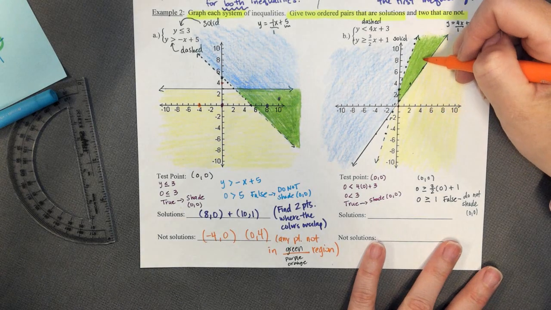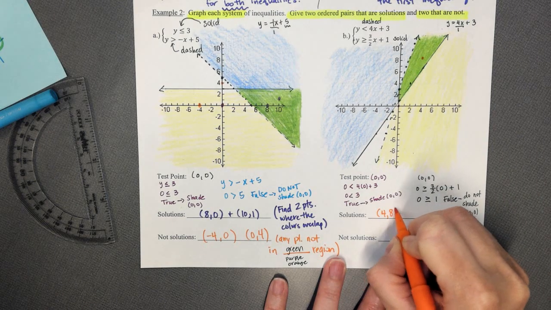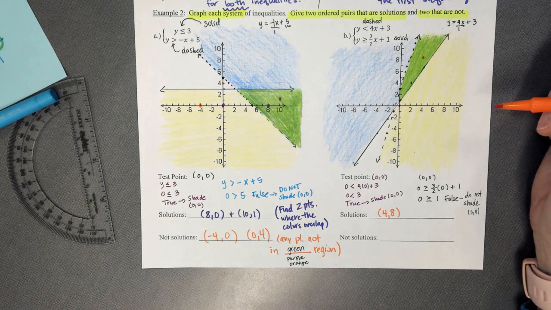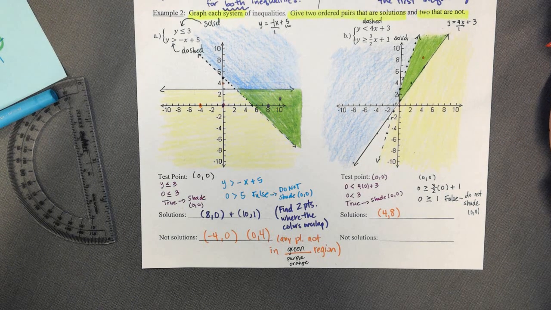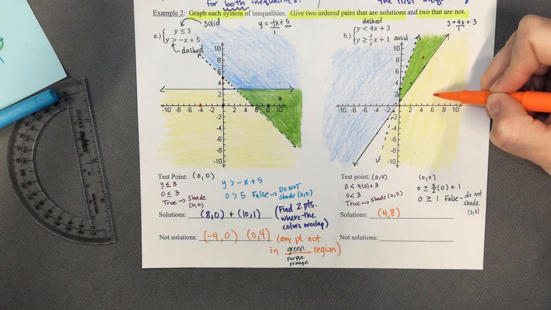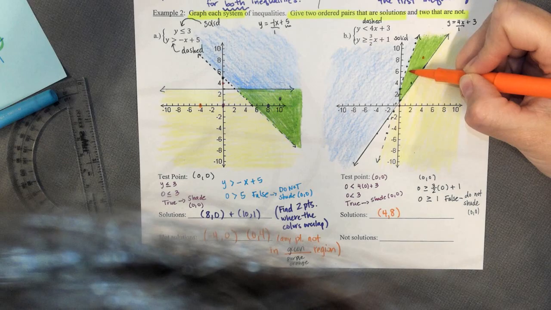So maybe 4, 8. And if you can just put where they are, and then we're going to label it. So that one's 4, 8. Do you guys want to come up with your own for the next one? So it can be any point that's in the green. So 6, 2 would be here, right? 2, 6. Okay, 2, 6. Yup, that is in the green.